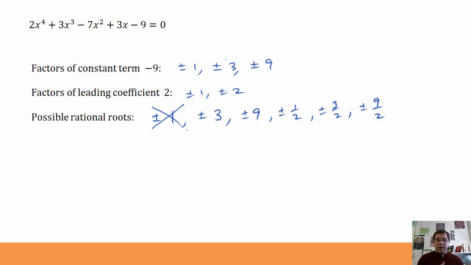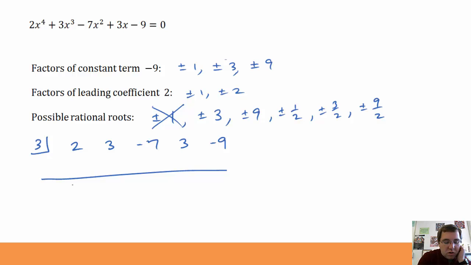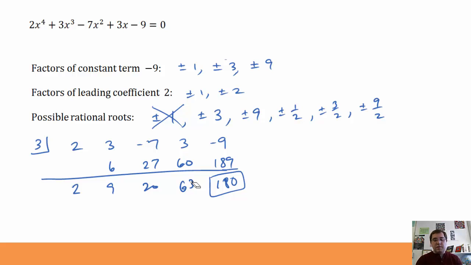Now 3, I could plug it in like that and do the computations, or I could see what happens when I divide using synthetic division by 3. I know that if I end up with a remainder of 0, then 3 is a solution. Okay, so let's bring down the 2, multiply, add, multiply, add, multiply, add. 3 times 63, 189, add, I get 180, my remainder is not 0, so 3 does not work. What about negative 3?